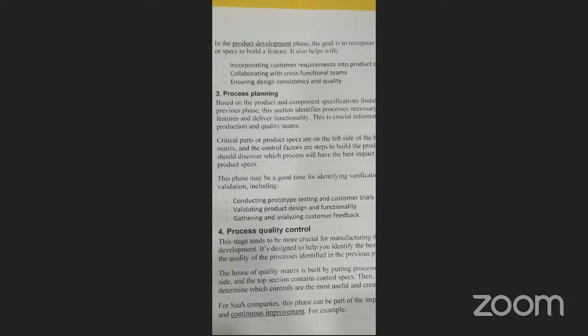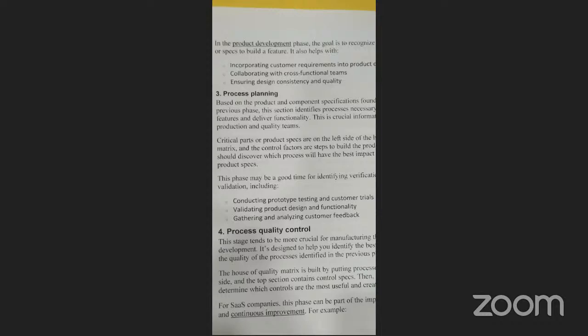Number 4, process quality control. In process quality control, fourth stage. In this stage, tends to more crucial for manufacturing than software development. It is designed to help we can identify the best way to check the quality of the process identified in the previous phase, when process planning phase.